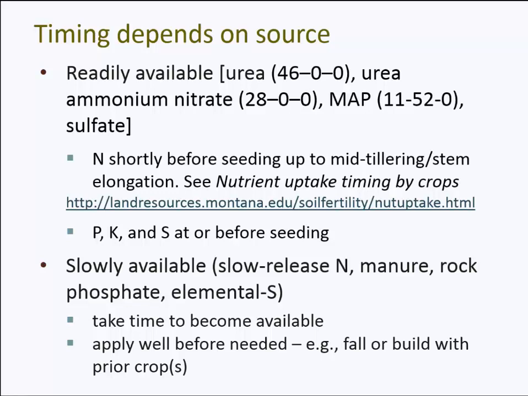Slowly available nutrients like slow-release nitrogen, manure, rock phosphate, and elemental sulfur take time to become available, so they really need to be applied well before they're needed, meaning in fall or maybe built up with prior crops.